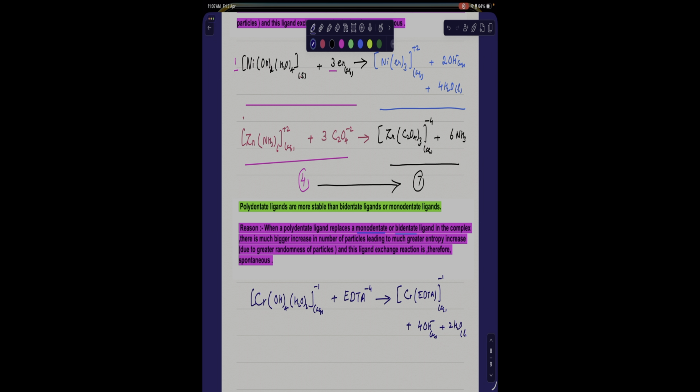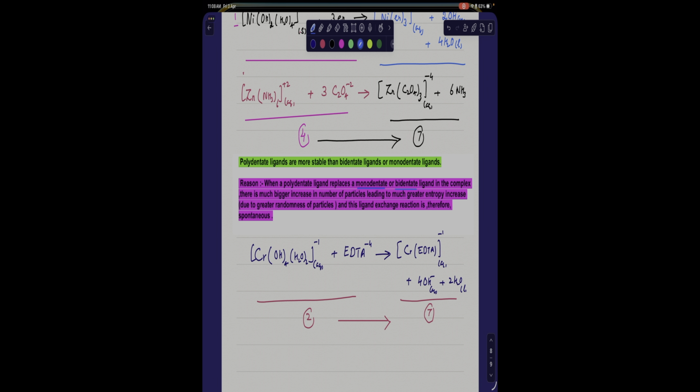And as you can see, on the left side there are 2 particles, and on the right side of the equation there are 7 particles. You can see the polydentate ligand or EDTA is causing a much greater increase in entropy, right? So because of this reason, polydentate ligands are even more stable than monodentate ligands, because they cause greater randomness of the system, and then the reaction is spontaneous.